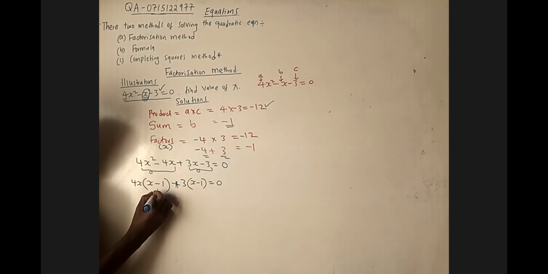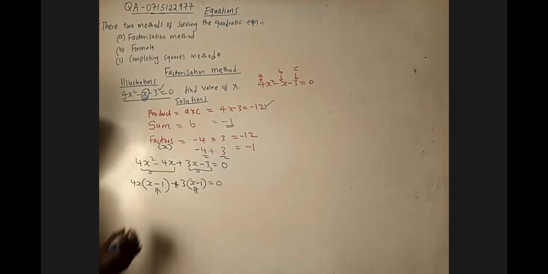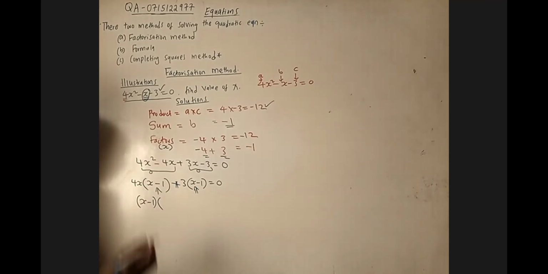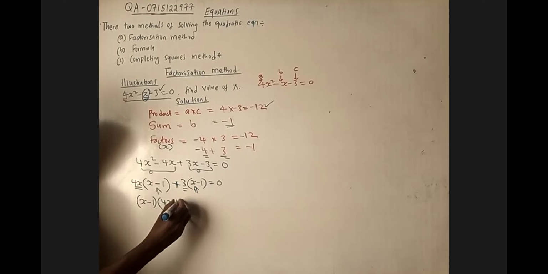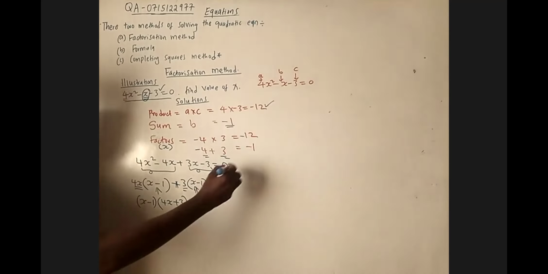So the common item here is this one and this one. So these two items are common. So we pick one of them. So x minus 1. Now, and then we pick the other one. So huyu na huyu. 4x plus 3 is equal to 0. Now find the value of x.